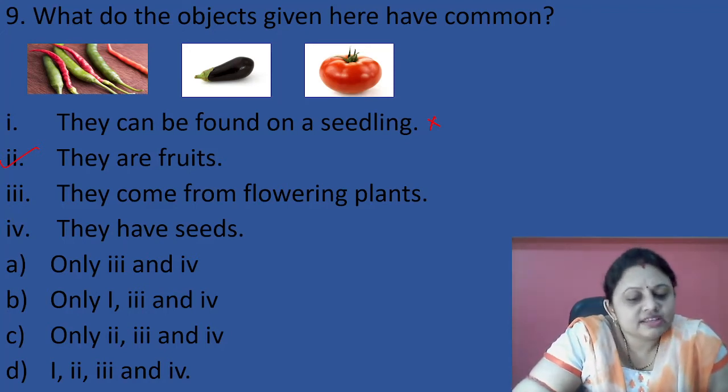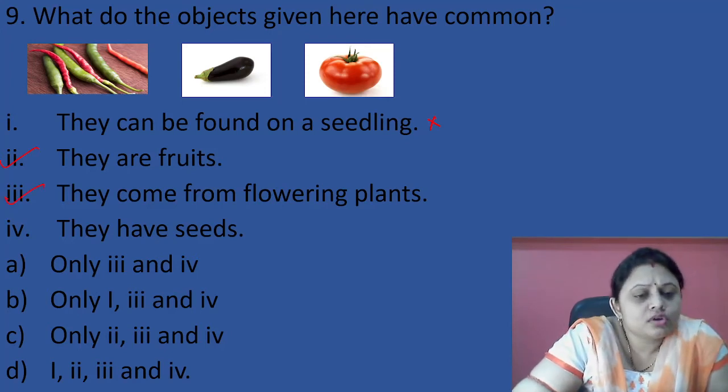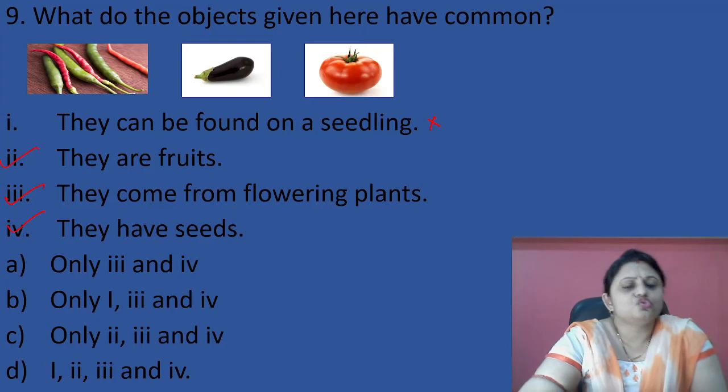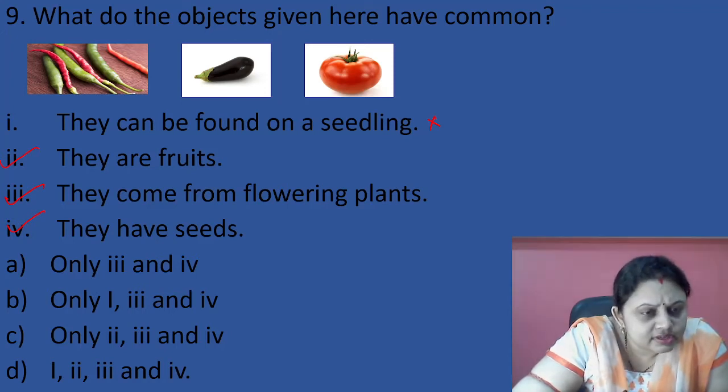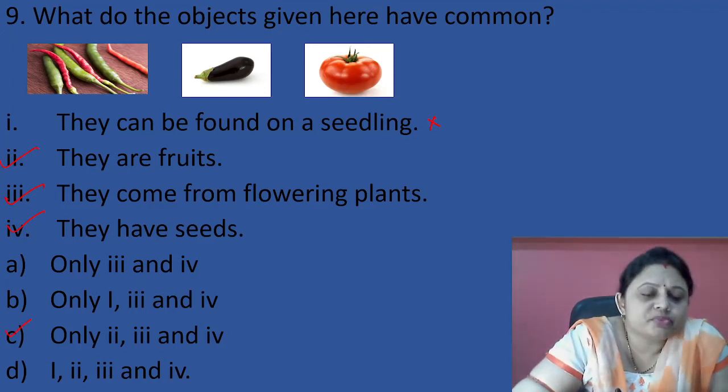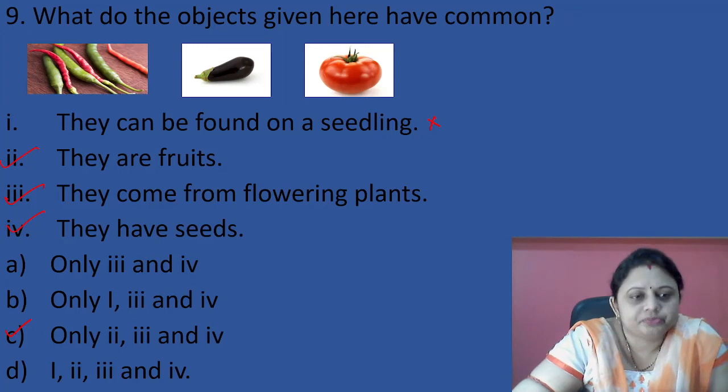The next option is they come from flowering plants. Yes, it is true. They have seeds. It is also true. So which is the correct option? That is containing options 2, 3 and 4. That is option C. Option C is the correct option.